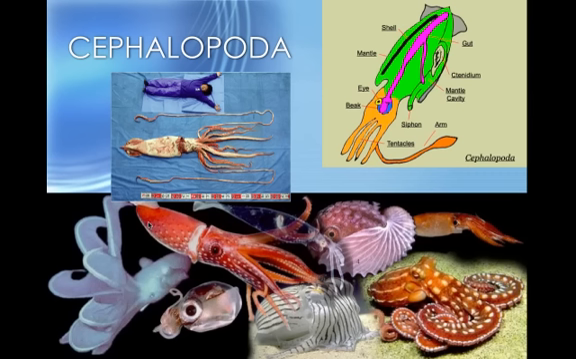Cephalopods are the only mollusk with closed circulatory systems. They also have a complex brain. The octopus is the smartest invertebrate.